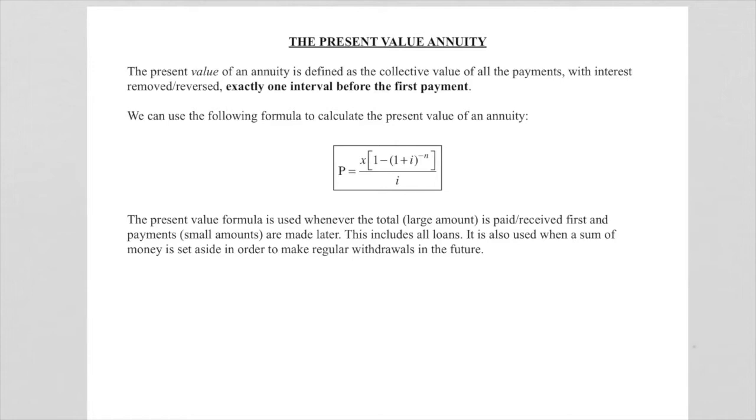This is the formula that we use for present value. You will see it's called P equals x bracket 1 minus (1 plus i) to the minus n, over i. Please take note of the minus n. And just for interesting sake, why the minus n? That is because we are working backwards.